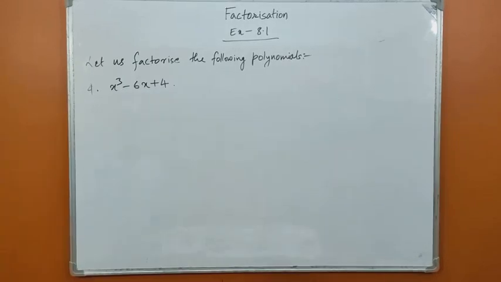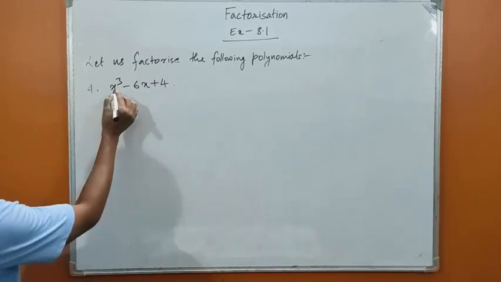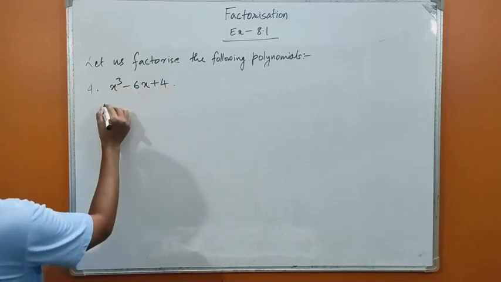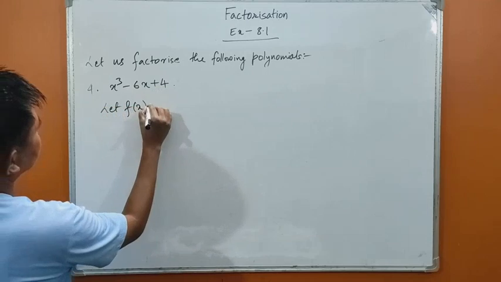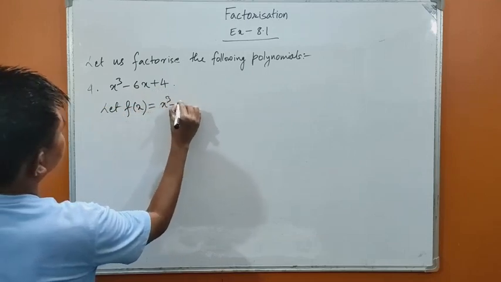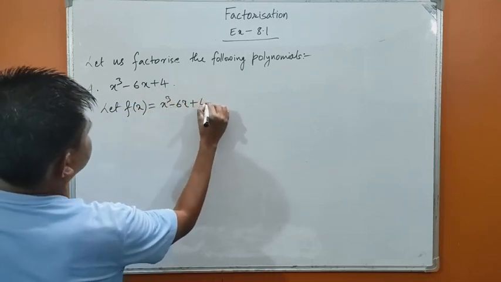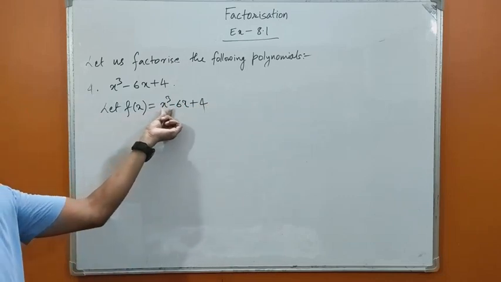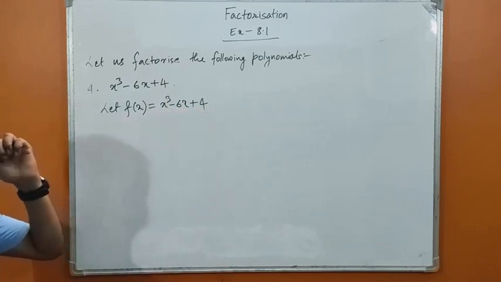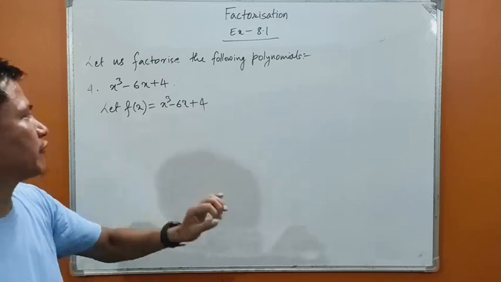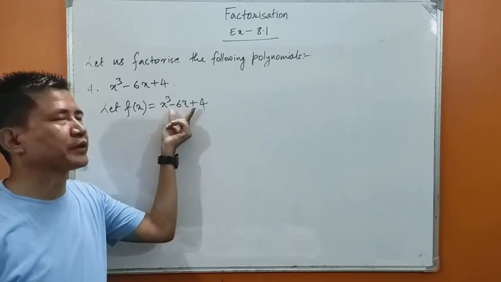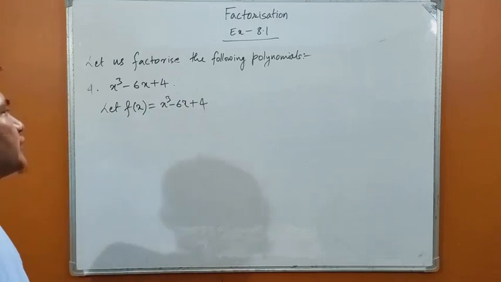Okay, let's do question number 4. We have x cubed minus 6x plus 4. Let f(x) equal to x cubed minus 6x plus 4. Now let us suppose such a value of x, when we put that number into this expression, becomes 0, isn't it?